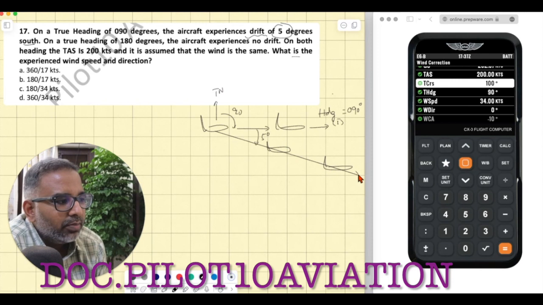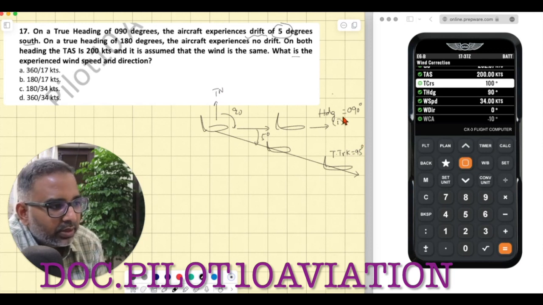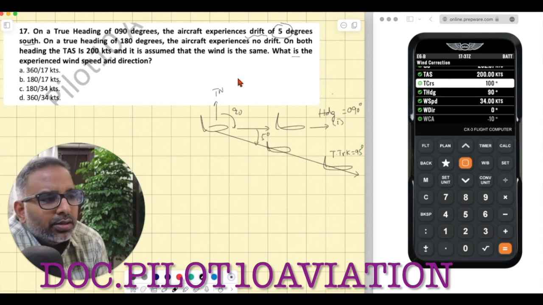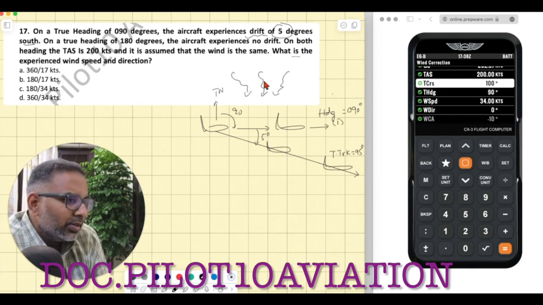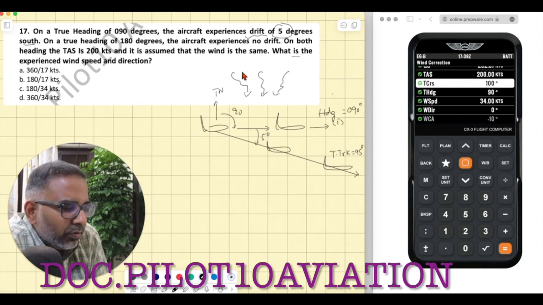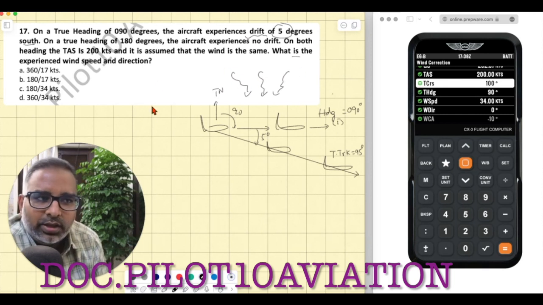So what is the track made good or final track? True track is equal to 095 degrees. So this is happening. That means the winds should be approximately coming from here or here or here, somewhere from the north, but we don't know exactly what the direction of the wind is yet.